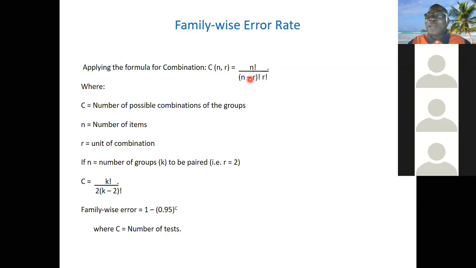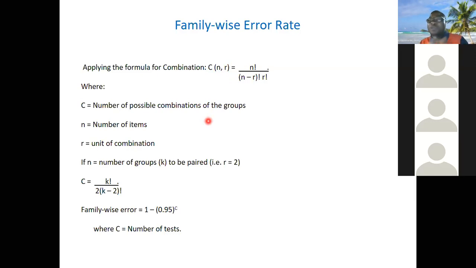Permutation means how many ways you can arrange something, while combination is how many ways you can combine it. So when you say combination nCr, what it says is how many times I can combine n items, the number of items, in different ways using r units of combination.